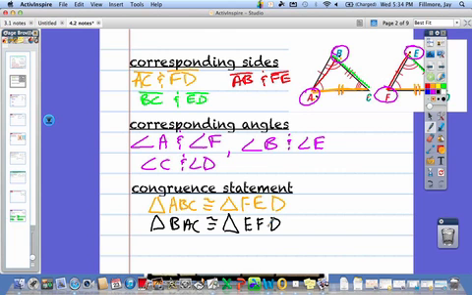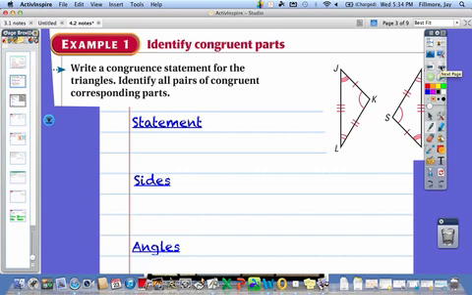But let's look at an example where these are rotated. If you would like to attempt this on your own, pause it and then check your answer when I go through the solution, or you can just go through the solution now.